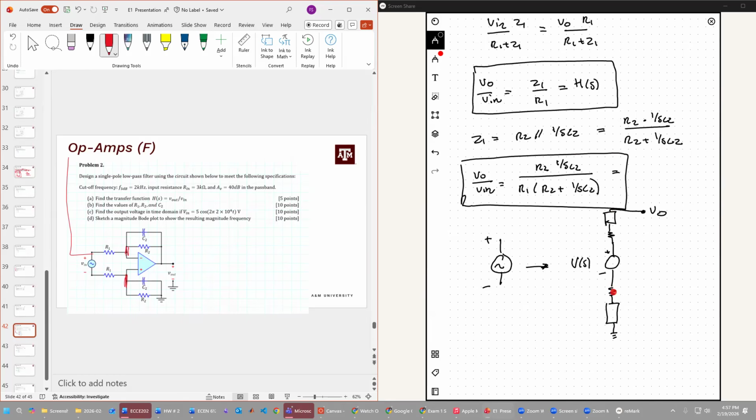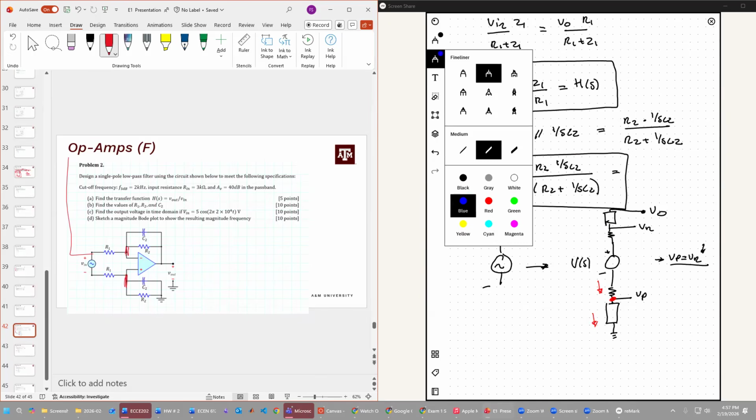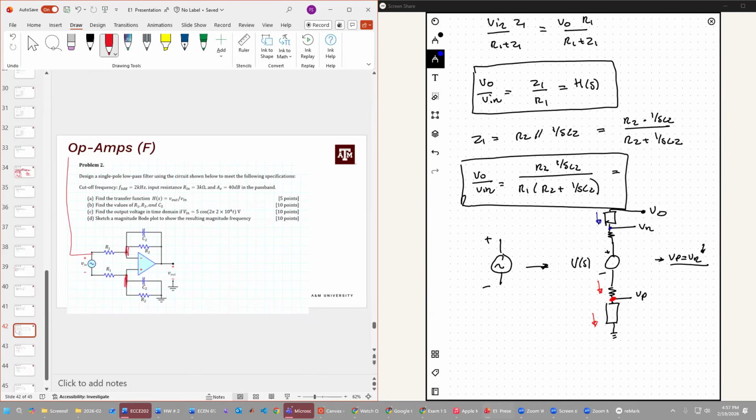We need to take advantage of the fact that this point right here, which is VP, and this point right here, which is VN, are equal to each other, right? The best way of doing that is by doing nodal analysis at those points. So looking at the current flowing into this point and into this point, and then looking at the current from this point to this point. Else, the problem becomes harder than it needs to be. When you think of it like this, it becomes a lot easier.